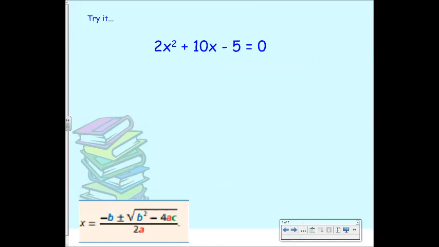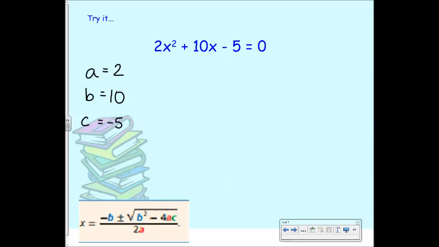Let's try another one. I always start by identifying A, B, and C, so what's A? Not 2x squared, just 2. Alright, what's B? 10. And what's C? Negative 5. C is negative 5. Good catch, whoever said that. So it's a negative 5. Why is it not 2x squared? Because A is just the coefficient, the number in front. So all we're going to do is plug that into my formula.